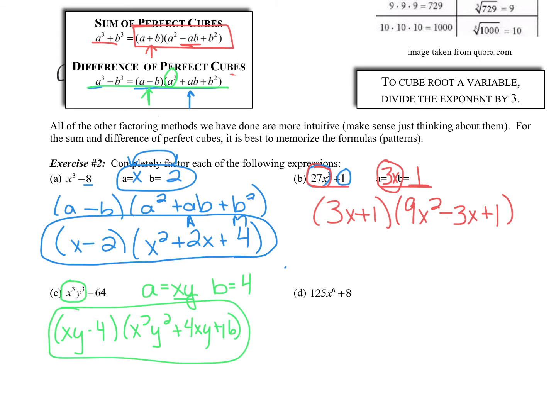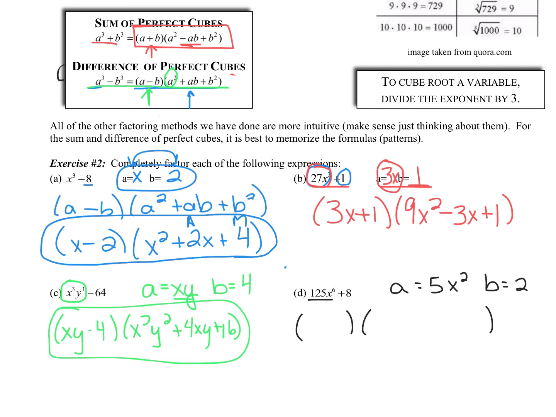The next one, this is the first time where we don't have x cubed, right? Once again, you're going to see these mixed in with other factoring pretty soon. We're looking for two terms, both perfect cubes, connected by either addition or subtraction. So that's true here on this one. Let's see. 125 is 5 cubed, and you can look up at the chart. X to the 6th, 6 divided by 3 is 2. So the first term is 5x squared, and the second term is 2.